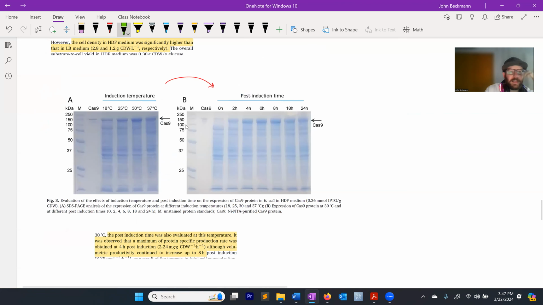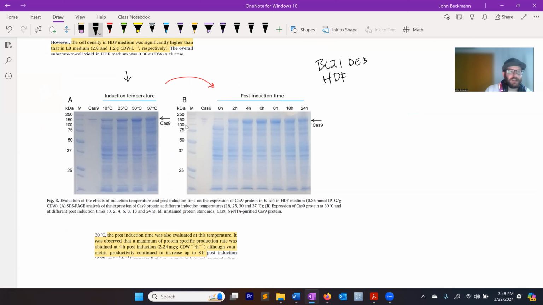Okay, let's see, what's this? So at this point, they understand the cell line. The cell line that they like is the BL21DE3s. That's the cell line. Then they understand the media. The media that's the best is HDF. So you grow BL21s in the HDF. Then they start looking at the induction temperature.